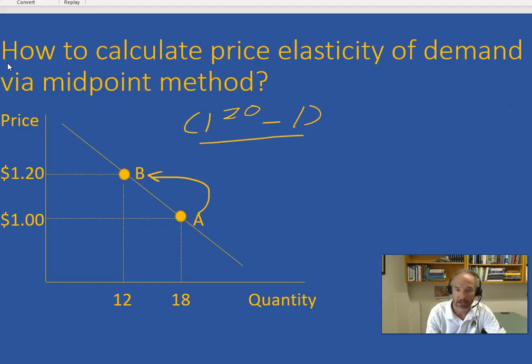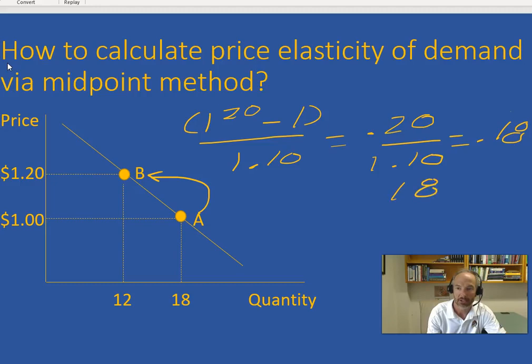So what's the average price between $1 and $1.20, or the mid price? The mid price, of course, is $1.10. So we have in the upstairs a change of 20 cents, downstairs divided by 1.10. That calculation, you put that into your calculator, is 0.18, or an 18% price change.